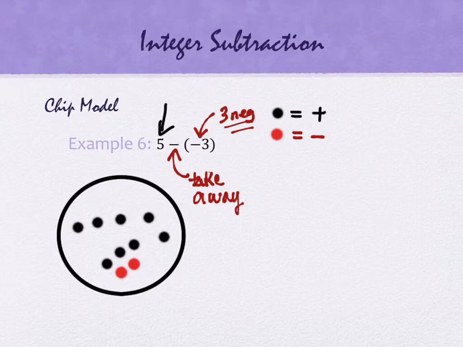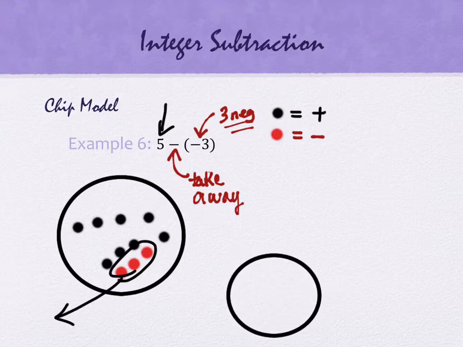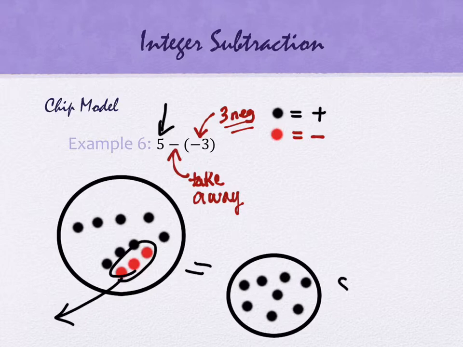And one more time. So I'm adding 3 0 pairs in because I need 3 negatives to be able to take 3 negatives away. So now I can remove my 3 negatives. And what will I be left with? I will be left with 8 positives. And my answer is then 8.